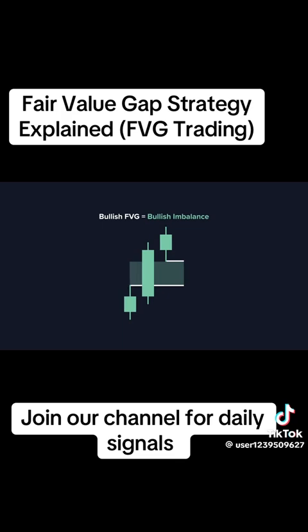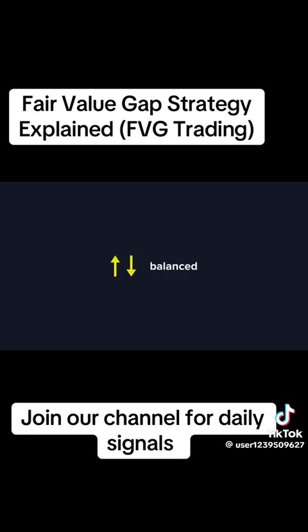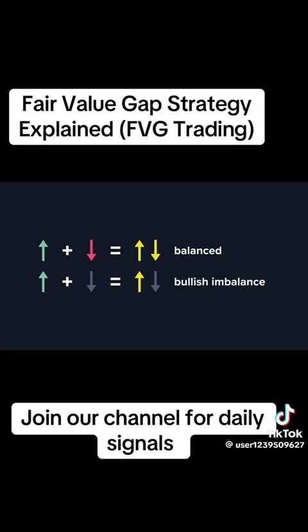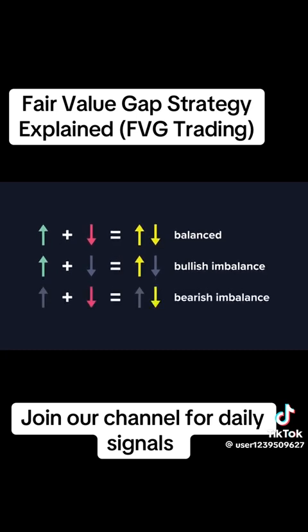To give a simple explanation behind why imbalances are important, the chart likes balanced price action, and to achieve this, it needs to see both buyers and sellers taking part in the moves. So when we have a move that involves only buyers taking part, this creates a bullish imbalance. And the same happens when only sellers are taking part. It creates a bearish imbalance.